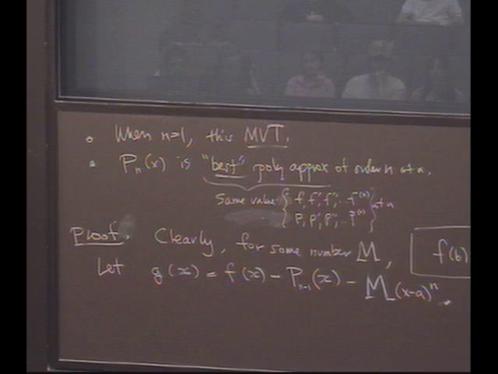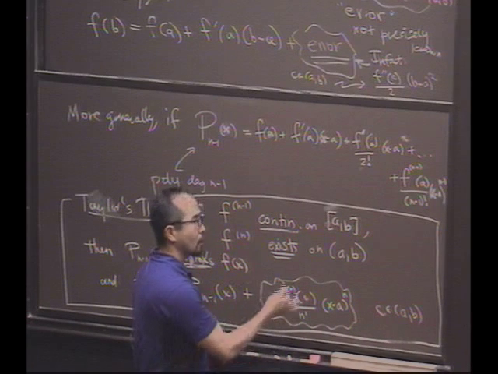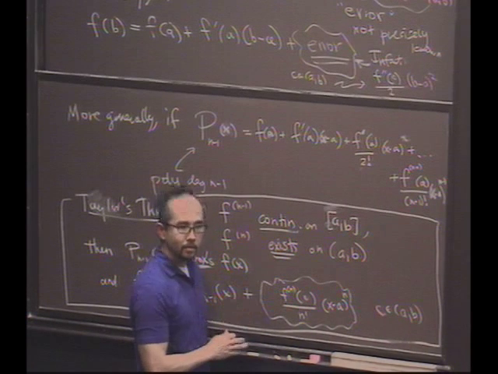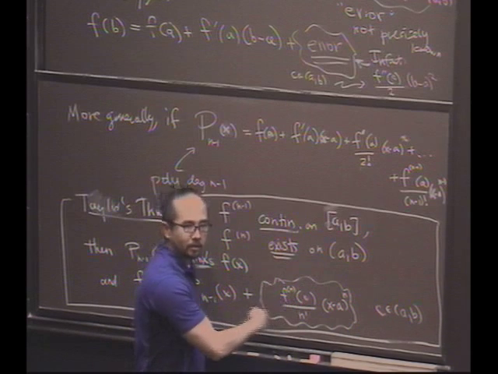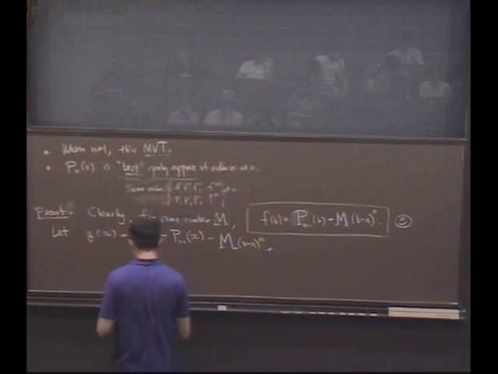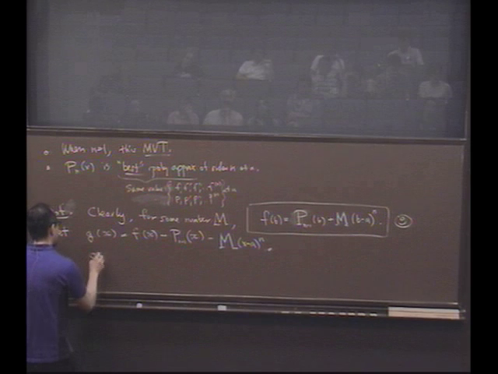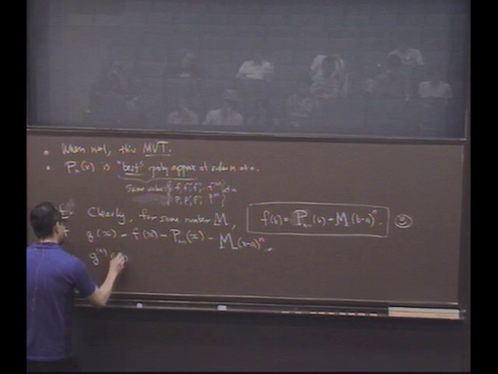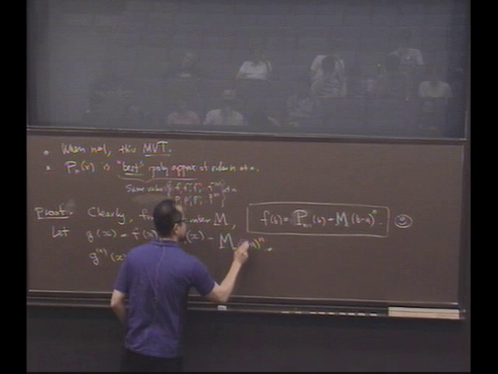Well, it would be nice if I could show that g of x were 0 somewhere, yes? And maybe m was this coefficient, right? That sure would be nice. Okay, check this out. So look at what happens when I take the nth derivative of g. What happens when I take the nth derivative?